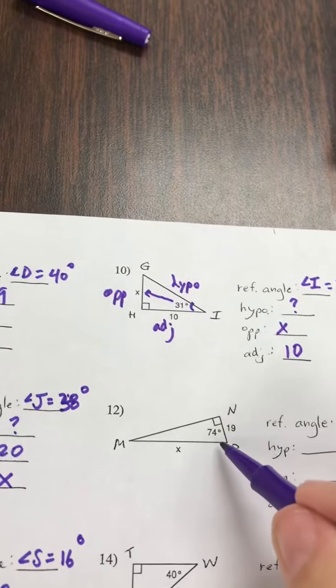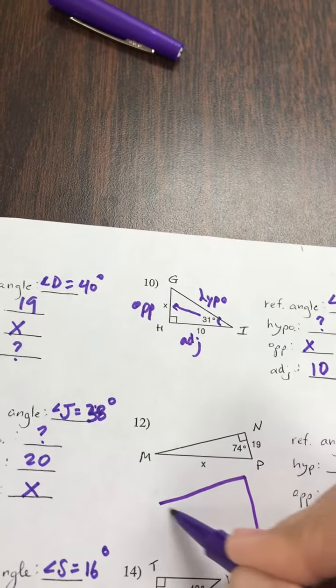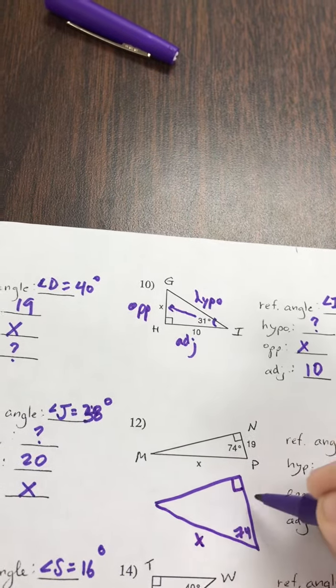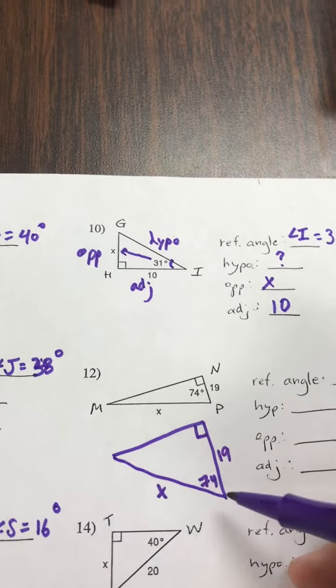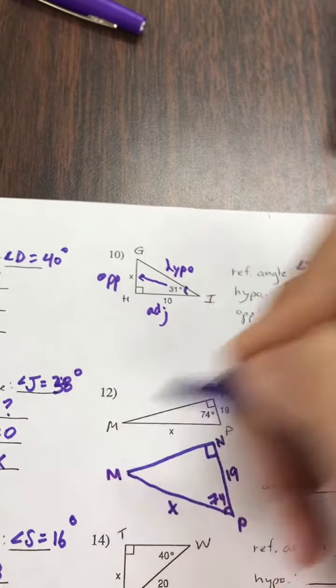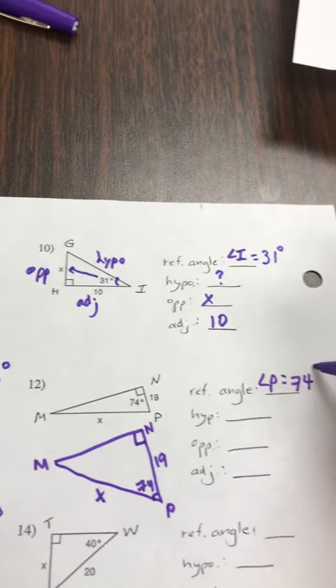Got a little squishy there, so maybe that's going to trouble some folks. If so, I'm just going to make it bigger. So this is 74 degrees. Looks like this. Okay, maybe that made people feel a little bit better. Okay, so here's definitely my reference angle, P and M. Here's my reference angle, angle P, which is 74 degrees.